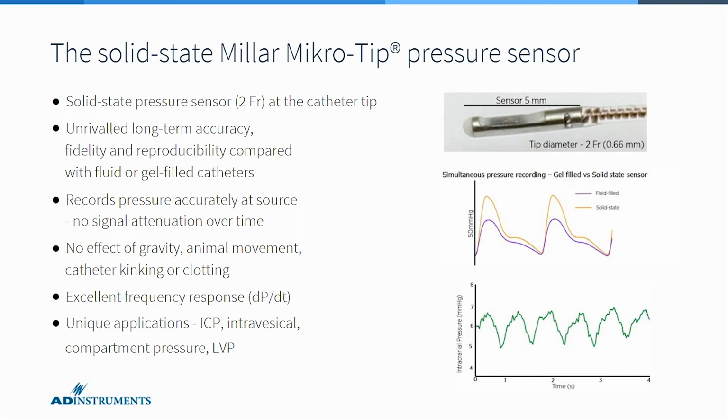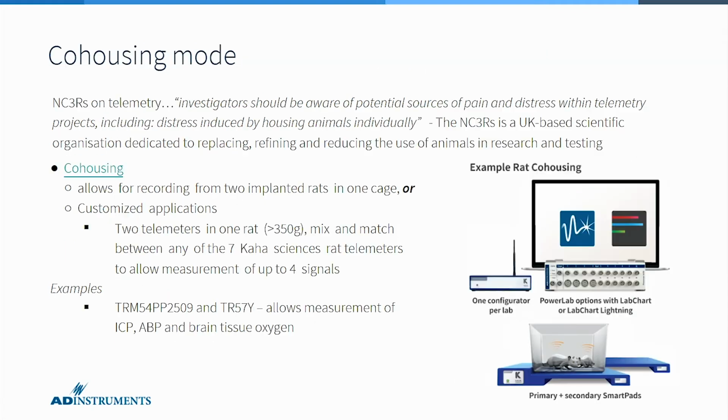You get an excellent frequency response because you're recording directly at source. There's no need for the signal to be transmitted through the gel or fluid as well, so you get an excellent frequency response, which is great for measuring dP/dt accurately from your left ventricular pressure waveform. And this also supports unique applications, particularly intracranial pressure, ICP, which I'll talk about in a bit more detail later. But this is a really low pressure waveform and can be really accurately captured with the rat pressure telemeters.